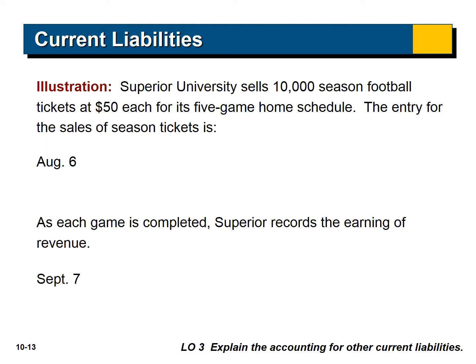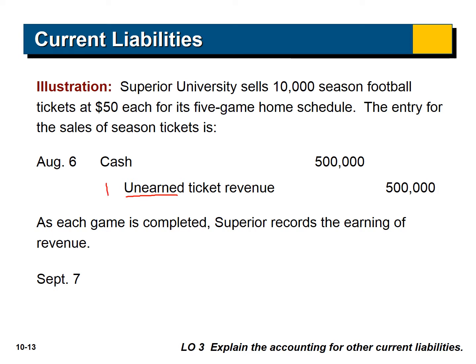Superior University sells 10,000 season football tickets at $50 each for its first 5-game home schedule. The entry for sales of season tickets is 10,000 football tickets at $50 each. And notice we do not put it into revenue, but unearned. This is a liability. It gets a lot of people confused, but that's a liability because we owe them the service. That is, we owe them the football games.